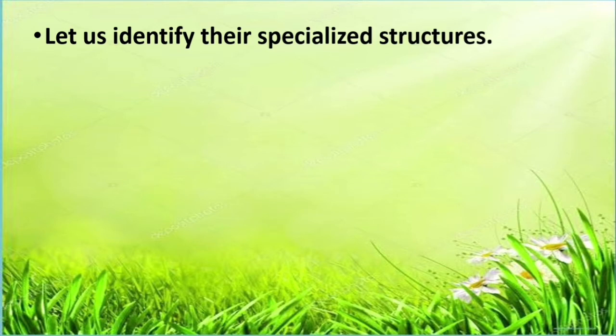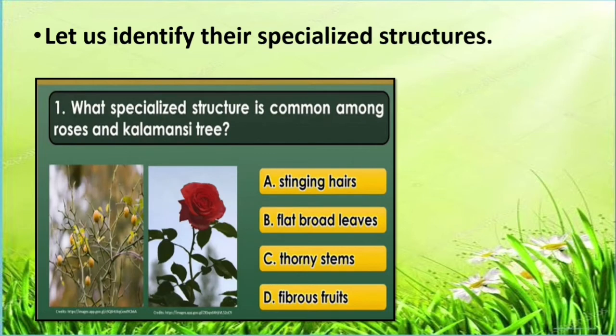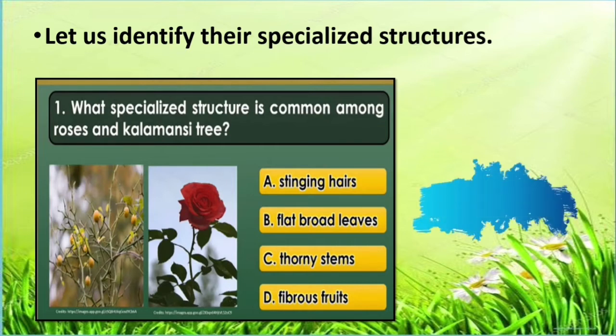Now, let us identify the specialized structures of some plants. What specialized structure is common among roses and calamansi tree? A. Stinging hairs. B. Flat broad leaves. C. Thorny stems. D. Fibrous fruits. What do you think? Very good. It's letter C. Thorny stems.